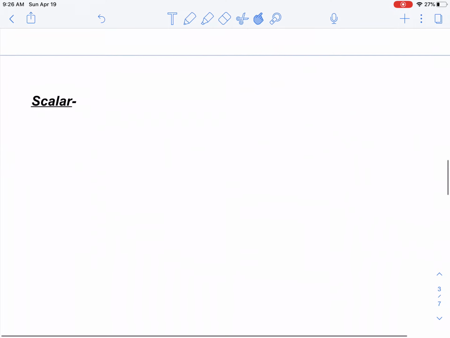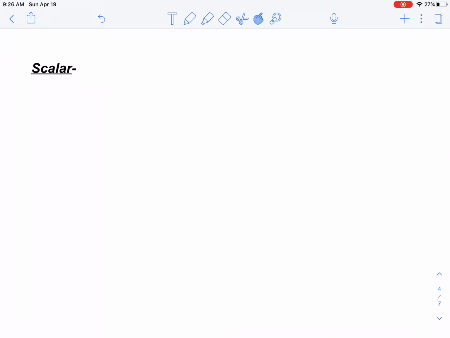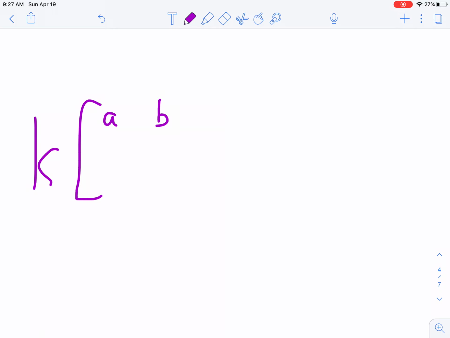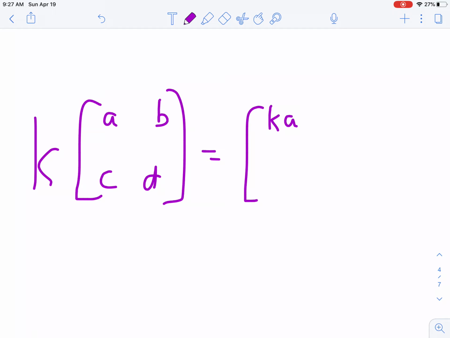Another thing you can do with matrices is multiply them by a scalar. This is not the same as multiplying matrices themselves, but you can multiply a matrix times a scalar. So if I take a number, say k, and multiply it times a matrix, and I'm just going to put in some letters here, A, B, C, and D, making this a 2 by 2 matrix, I take that scalar and multiply it times every element in the matrix: k times A, k times B, k times C, k times D. And that's all there is to it when you multiply by a scalar.